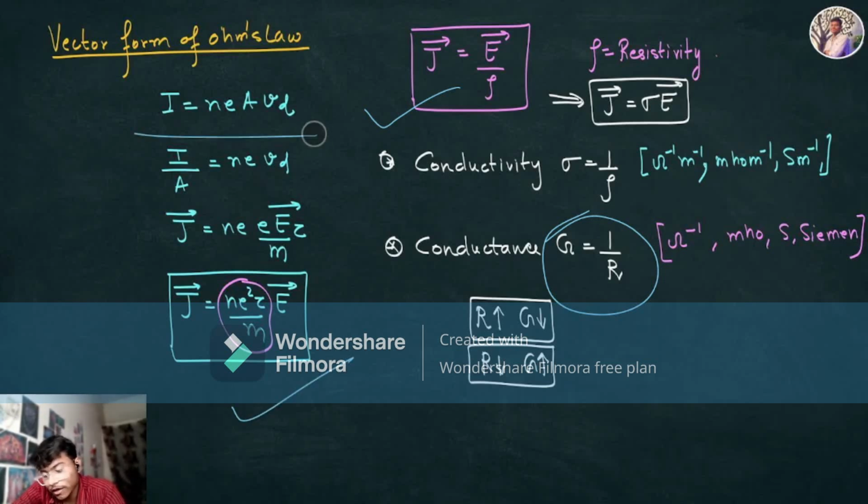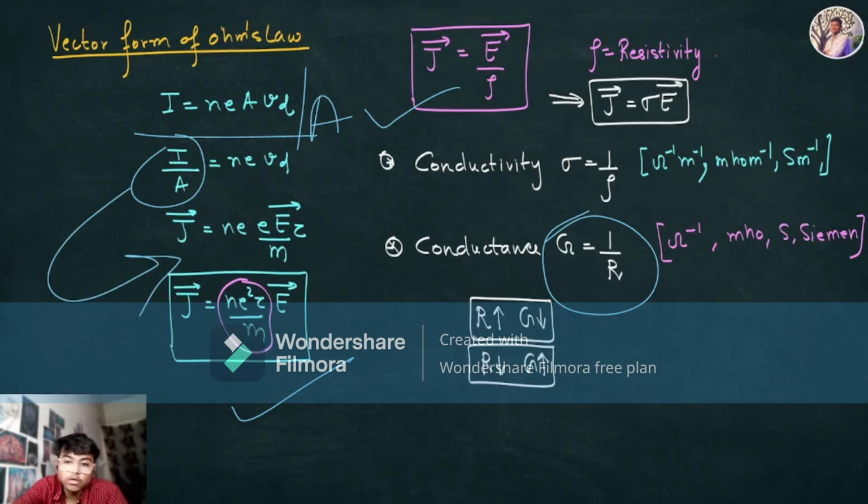So we know I, and if we divide both sides by A, I by A is the current density. So there is a new formula coming, and it is n e square tau capital E by m.